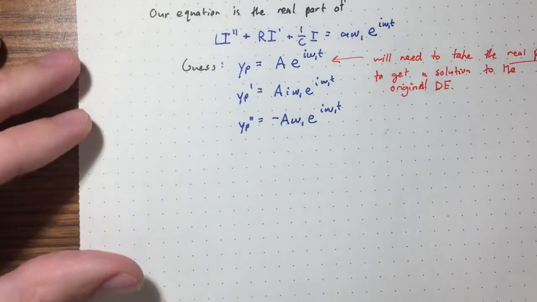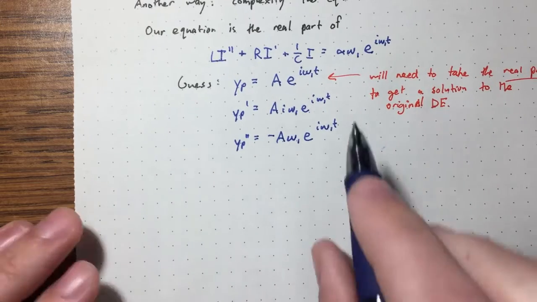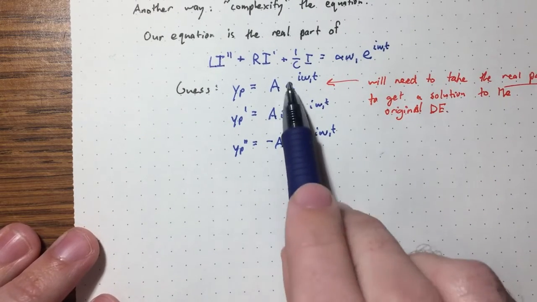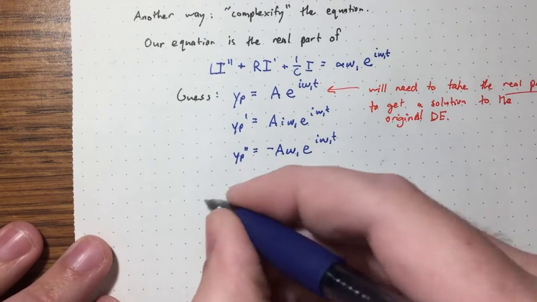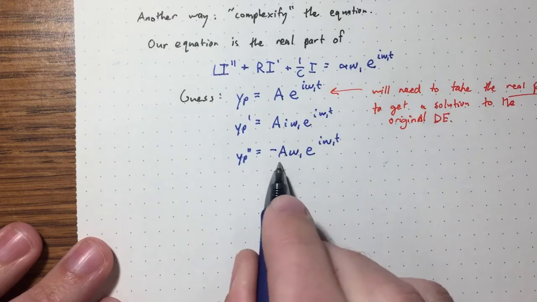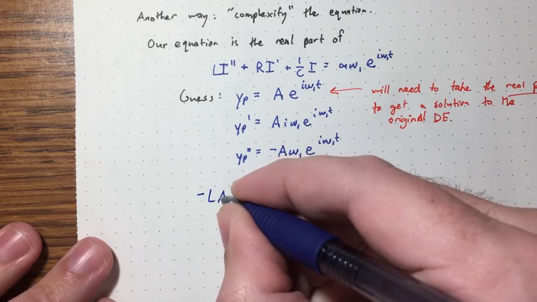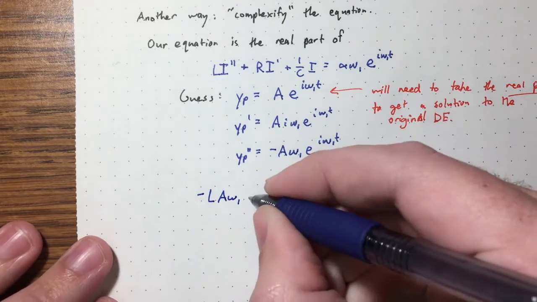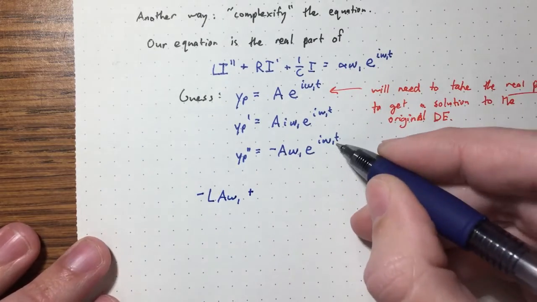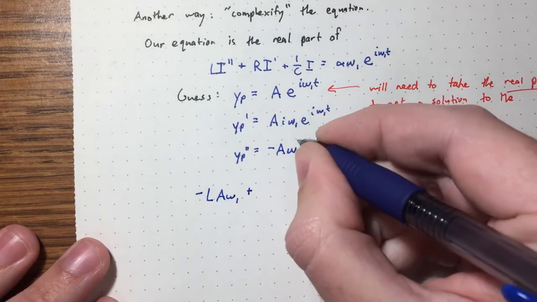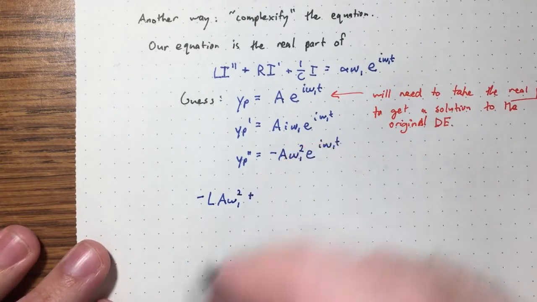Well, let's plug this in. So I'm going to plug this in here. But I'm already noticing that every term is just going to have this e to the i omega 1 t, right? So I guess I don't even need to write those. So what do we have first? We have this one. So we're going to get minus L a omega 1, right? Well, I think I messed up here. An omega 1 should come down here also. So I actually get an omega 1 squared.